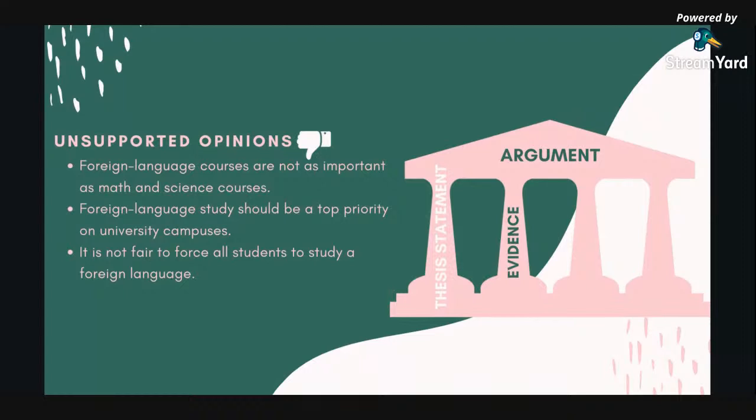Unsupported opinions, thumbs down. Foreign language courses are not as important as math and science courses. Cool. Sorry you feel that way. You know, that's just a feeling, right? The next one, foreign language study should be a top priority on university campuses. And the next one, it is not fair to force all students to study a foreign language. So these are all opinions. They have no support to them.